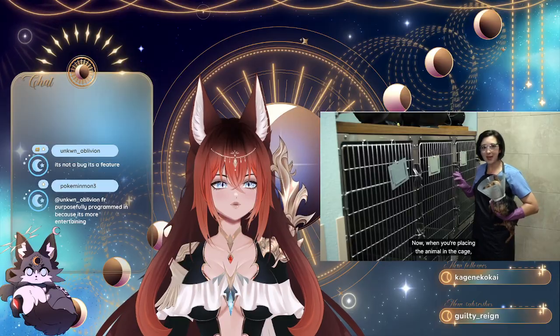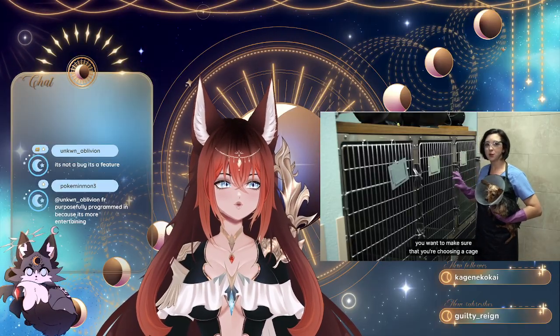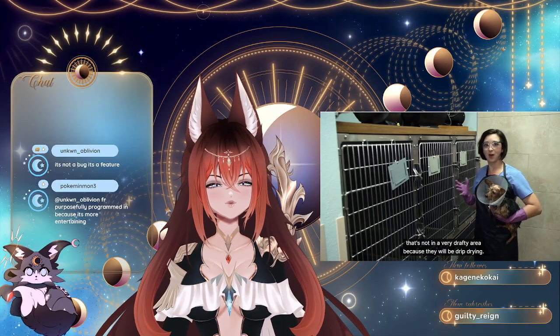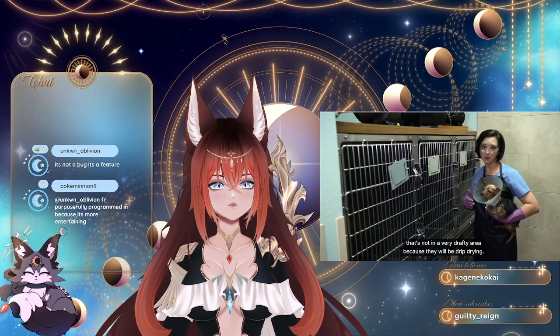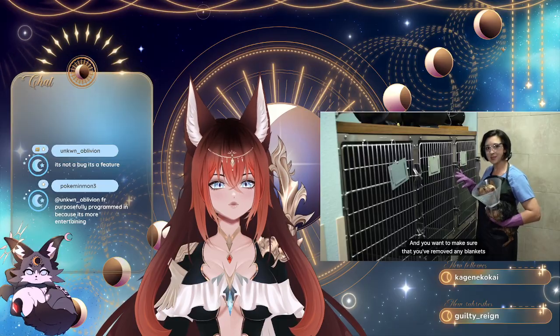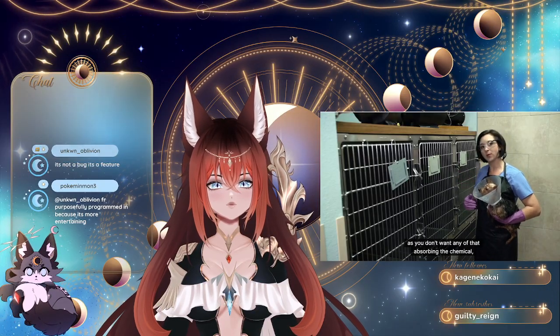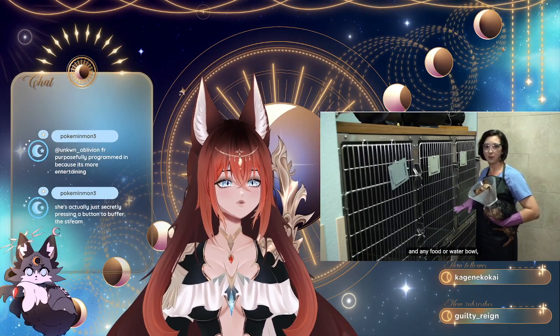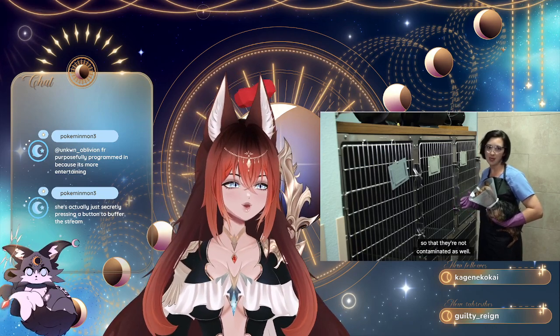Now when you're placing the animal in the cage, you want to make sure that you're choosing a cage that's not in a very drafty area because they will be drip drying. And you want to make sure that you've removed any blankets, as you don't want any of that absorbing the chemical, and any food or water bowls so that they're not contaminated as well.